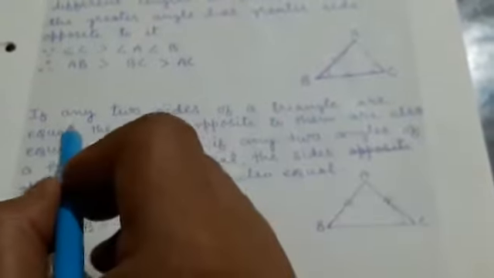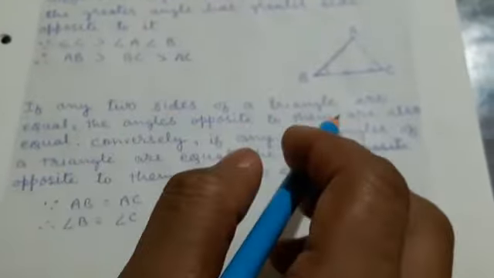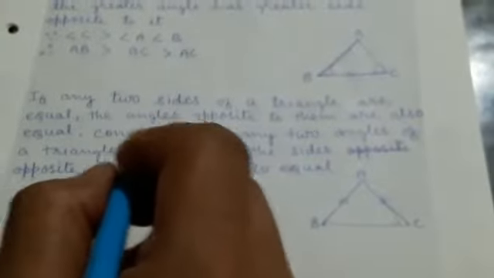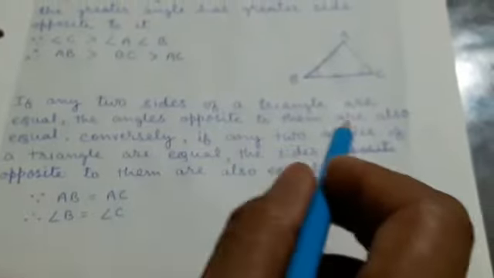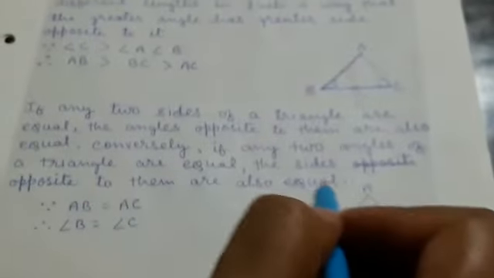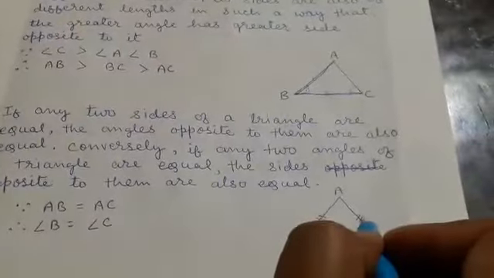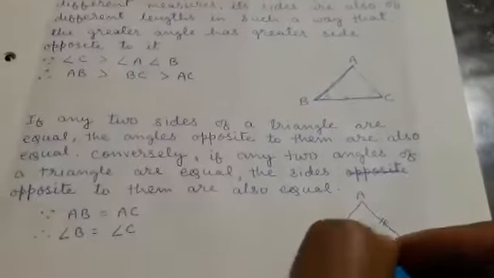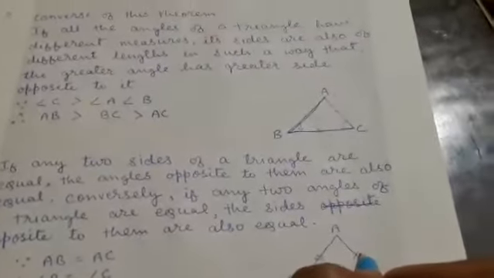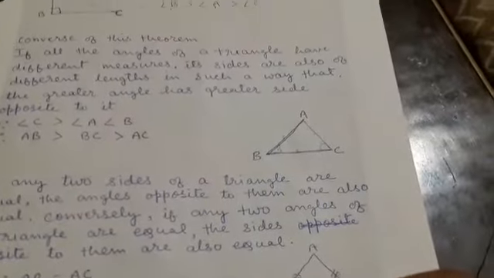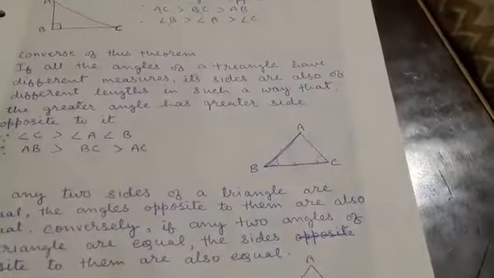Now third theorem tells us if any two sides of a triangle are equal, the angles opposite to them are also equal. Conversely, if any two angles of a triangle are equal, the sides opposite to them are also equal. In triangle ABC, it is given that AB is equal to AC. So the angles opposite to these two equal sides are also equal, meaning angle B is equal to angle C.